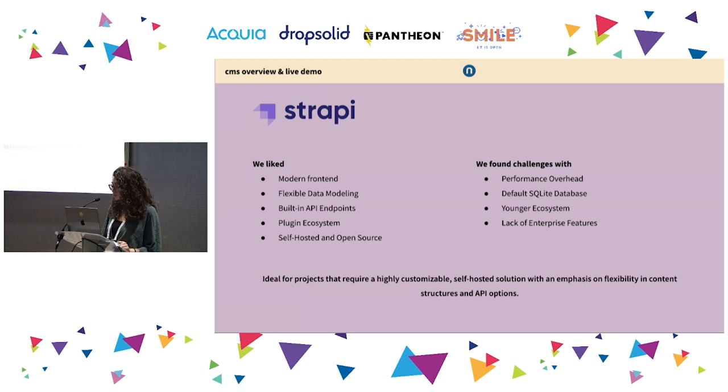And we found challenges with performance overhead, so sometimes there is heavy overload time, so that's not very nice. They offer, by default, a SQLite database, so for certain kinds of projects, maybe it's too simple, so you have to customize everything. If you customize something, then you are going out of the Strapi context, so you have to carry the consequences. And Strapi is a younger ecosystem, so that's a challenge for the moment, so it's growing, and there is a lack of enterprise features.